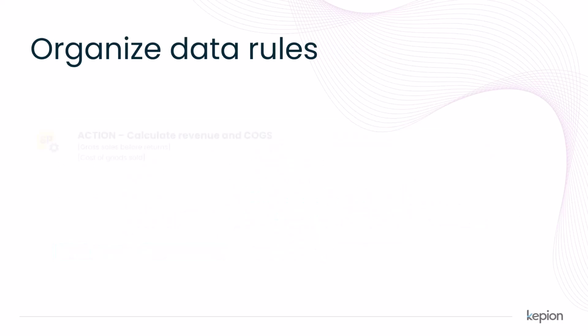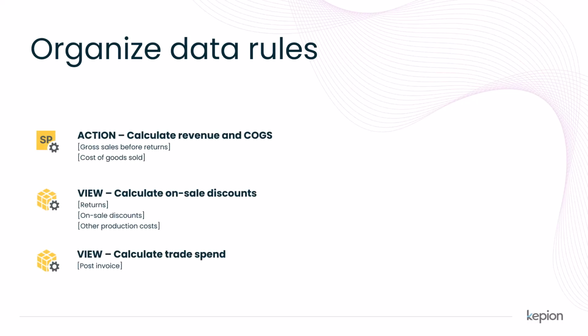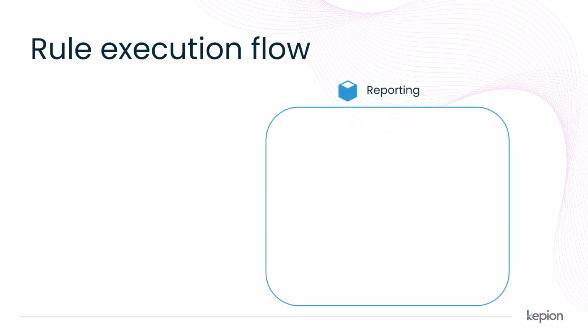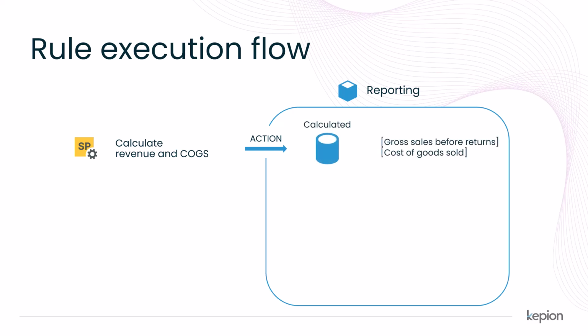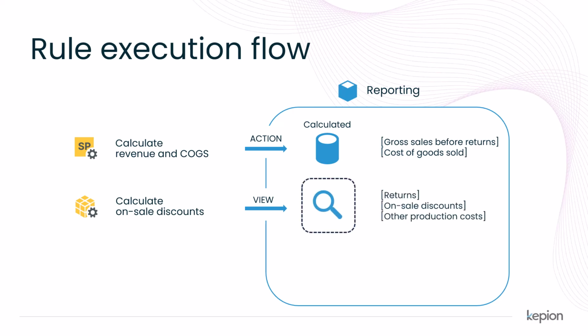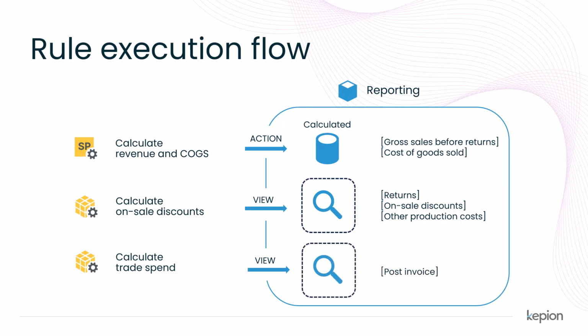Here are the three data rules we'll build in this application. Let's get an overview of how these rules will interact with the reporting model. Calculate revenue in COGS is an action rule that will insert records into the calculated partition. Then, calculate on sale discounts will create a view, using deflator percent values and some of the records created in the previous rule. And finally, calculate trade spend will create a view to display the post-invoice accounts. As this is the simplest rule, let's begin there.